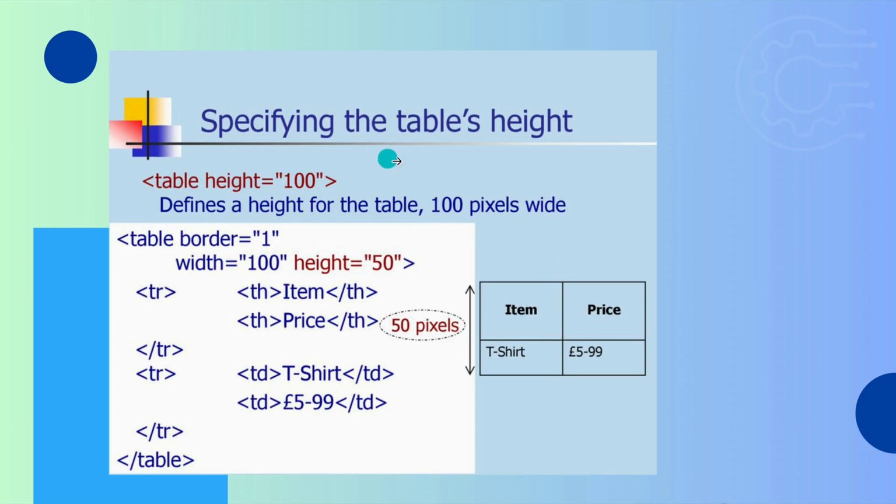Now we have specifying the table's height. Table height is equal to 100 in double quotes. This height equal to 100 defines the height of the table with 100 pixels. As you can see, in the example we have taken the height as 50. So the result is that this particular table has a height of 50 pixels.